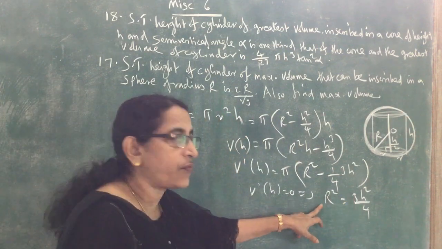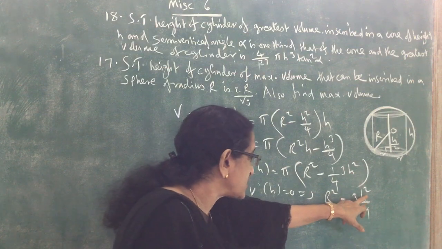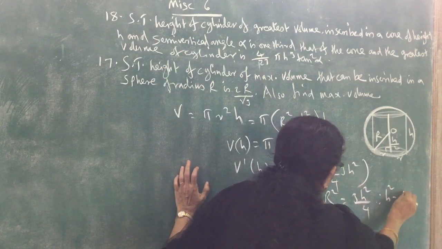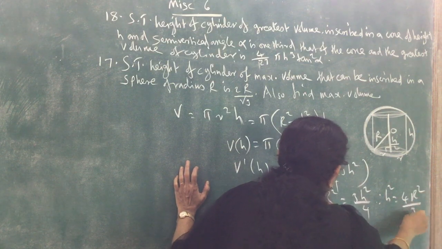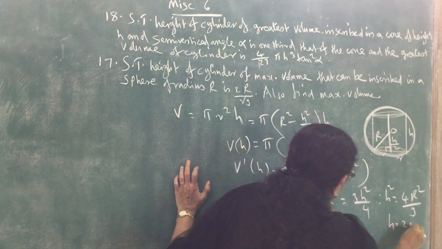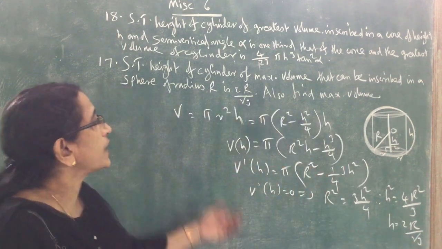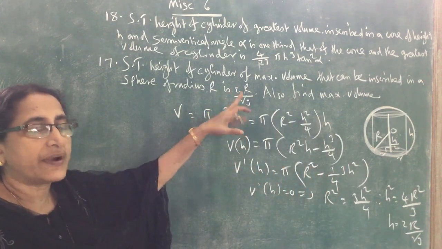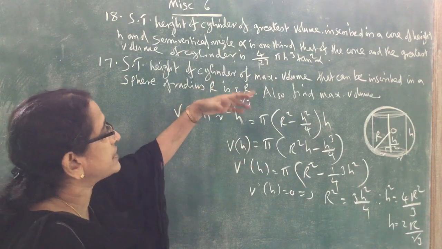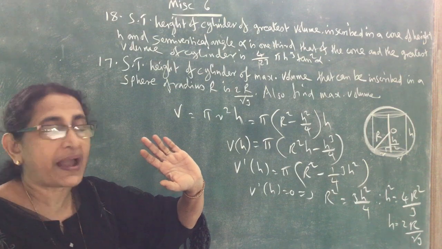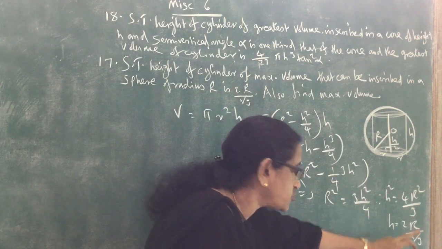Here the variable is h and R is a constant. We want to find small h. So h square equals 4R square by 3. Therefore h equals 2R by root 3. So we got the value of h, that is 2R by root 3, which is what we want to prove. But we have to show that the volume is maximum at this value, h equals 2R by root 3.